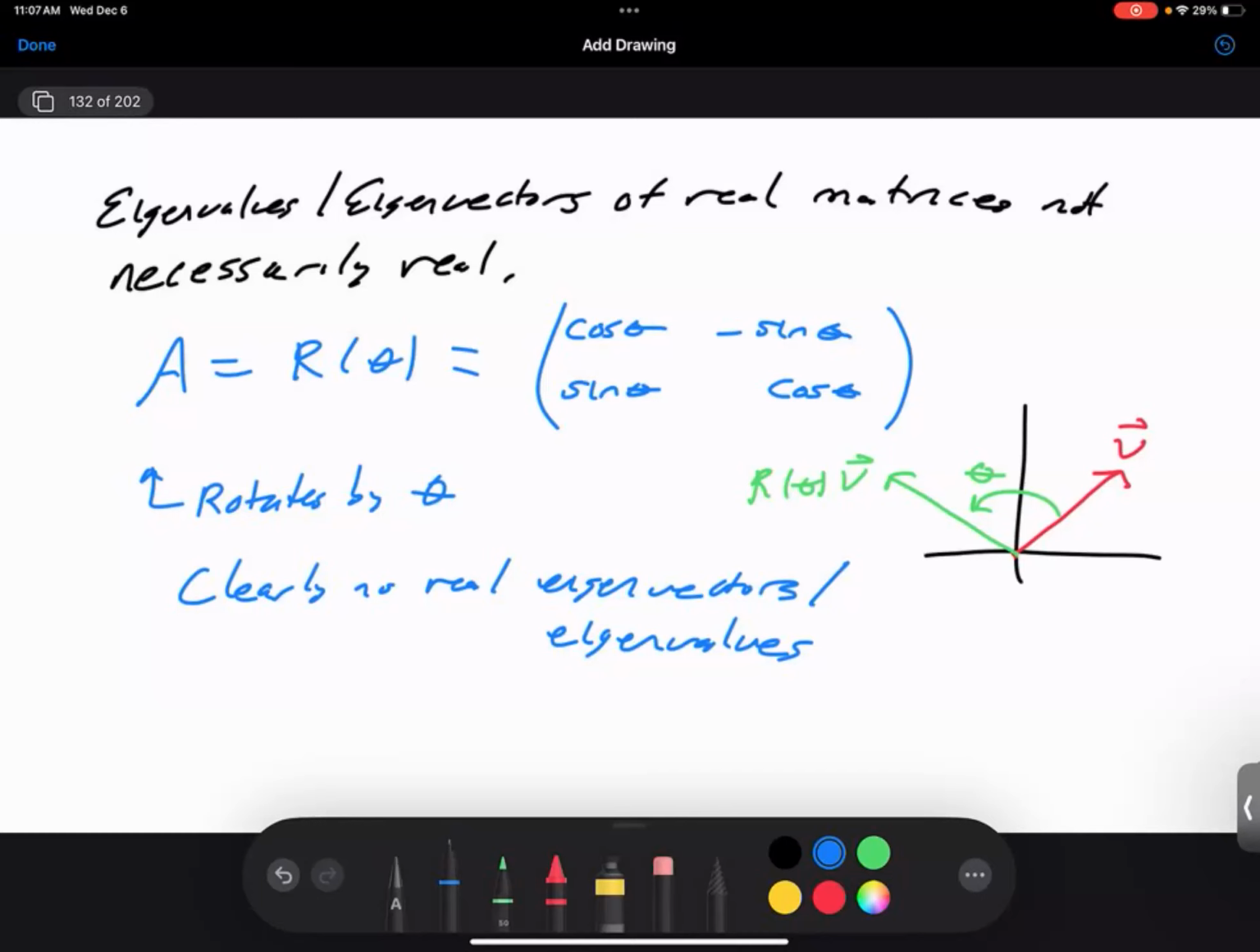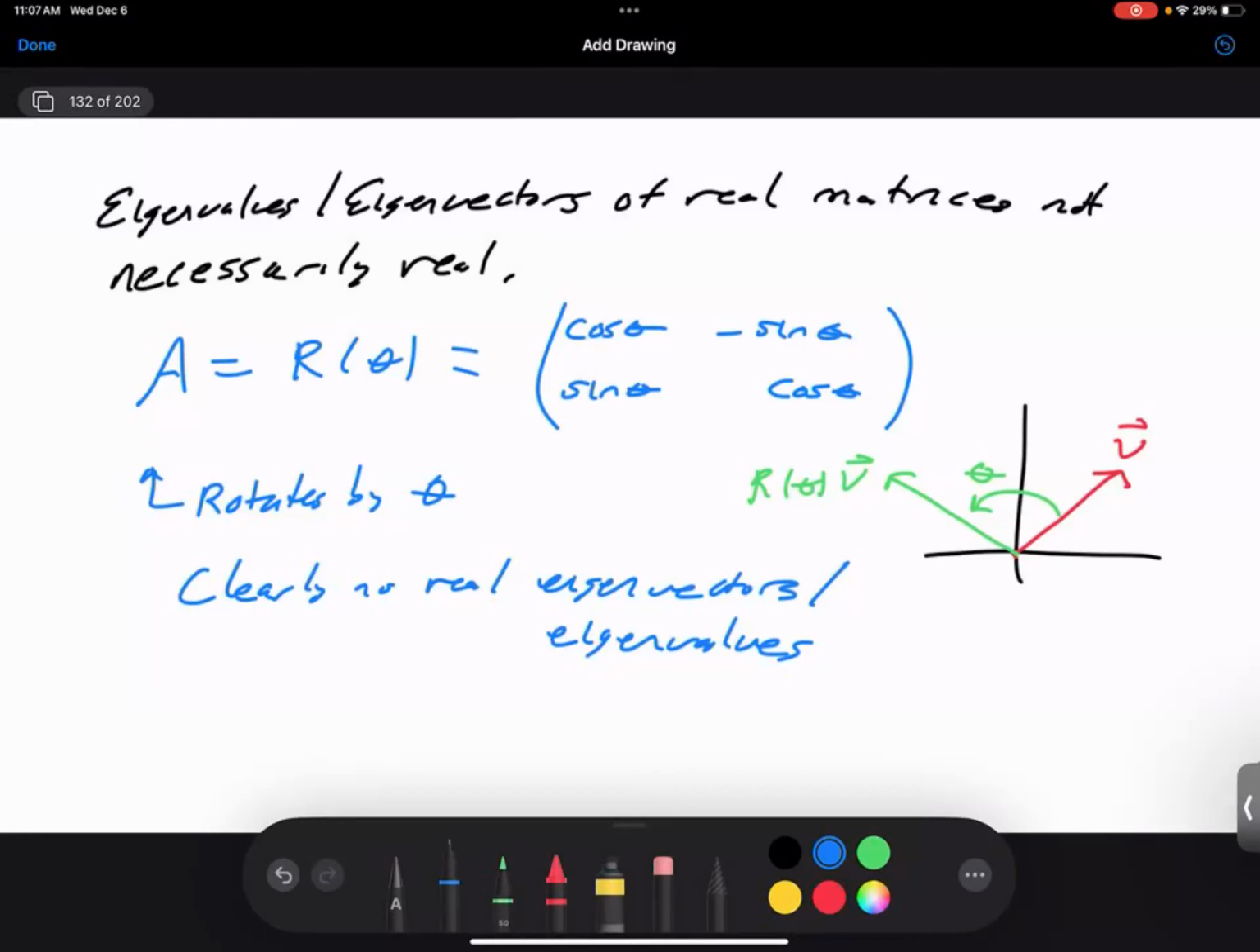Because an eigenvector has to just scale up or down. It has to have the same direction. And here I'm rotating the vector by theta radians. Is there any value of theta between 0 and 2 pi where your direction would be unchanged? I said between 0 and 2 pi.